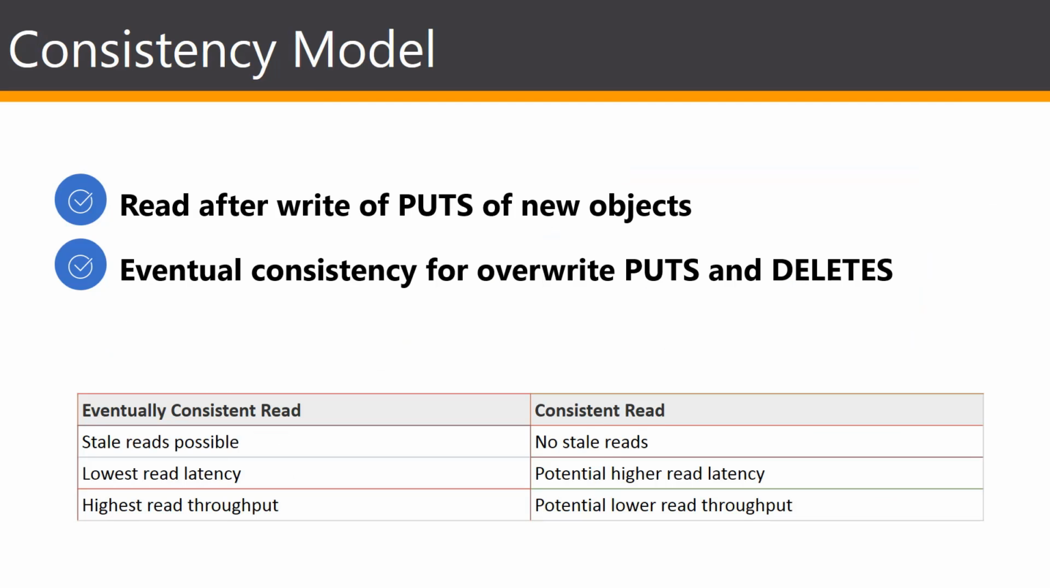So the table basically describes the characteristics of eventually consistent read and consistent read. With eventually consistent, again, just like the name suggests, stale reads are possible. You have the lowest read latency and highest read throughput, whereas for a consistent read, it's the opposite: you have no stale reads, but the latency and throughput are a bit lower than eventually consistent.